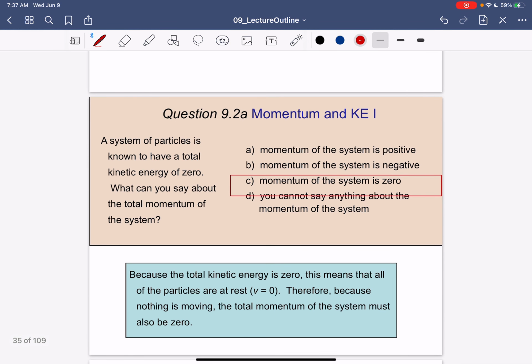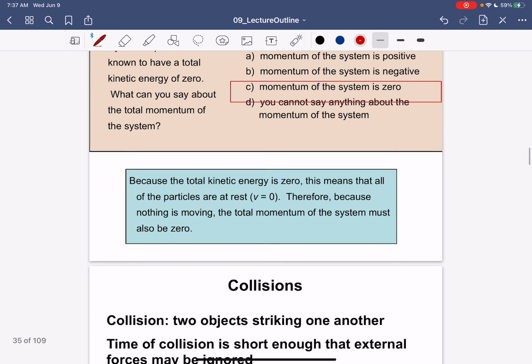A system of particles is known to have a total kinetic energy of 0. What can we say about the total momentum of the system? Okay, now I will say here that the momentum of the system is 0, as I have explained.